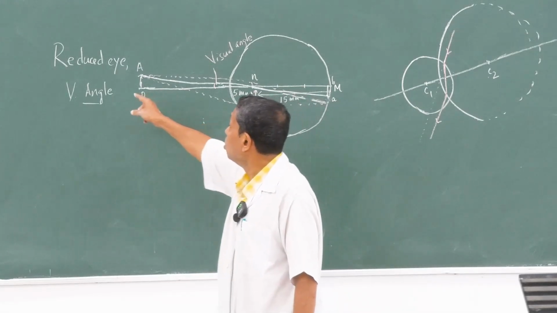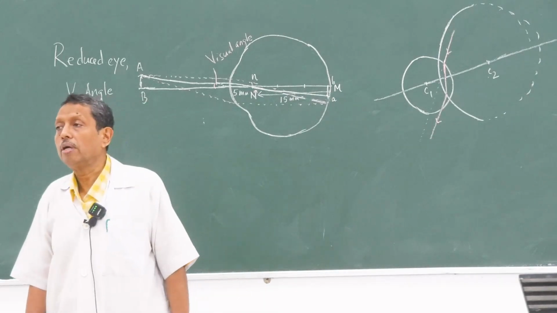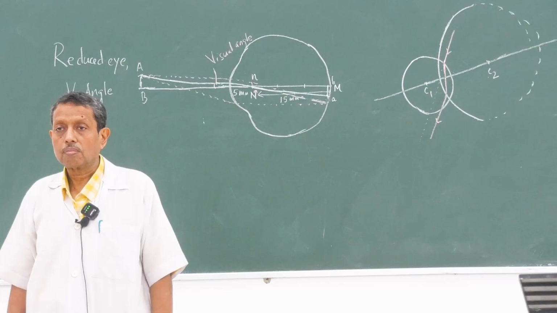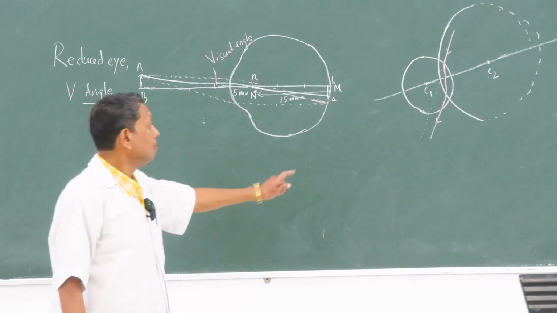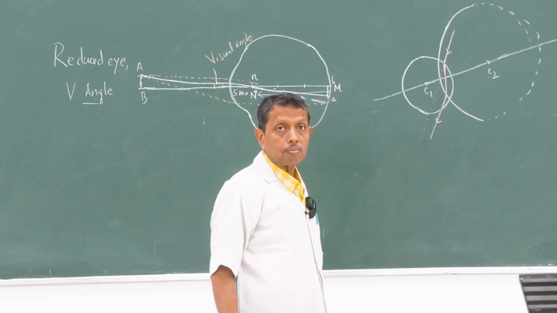It is the concept of the reduced or schematic eye and visual angle. And in this way, you can have this concept. This is the optical center of the lens system. Visual angle.